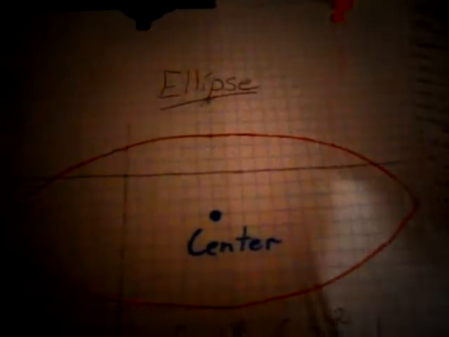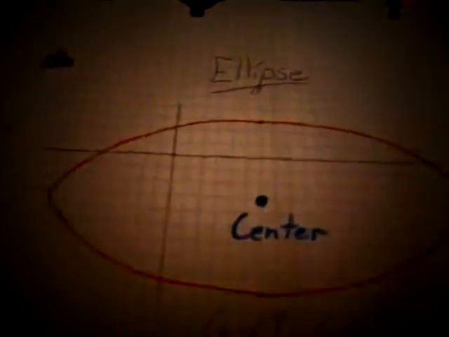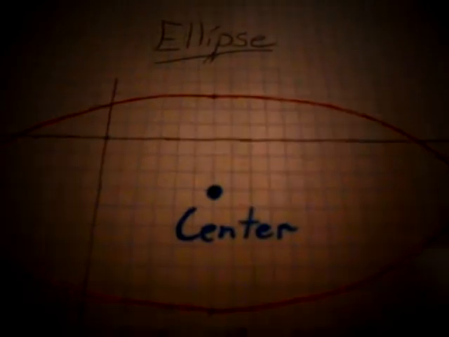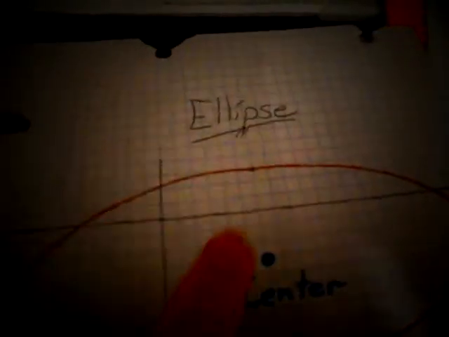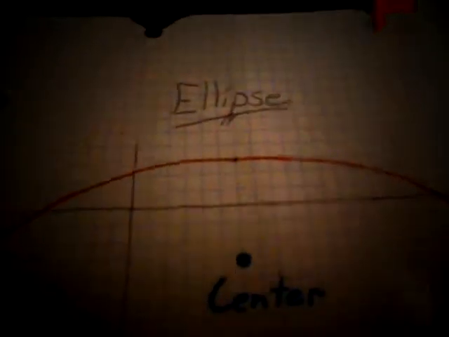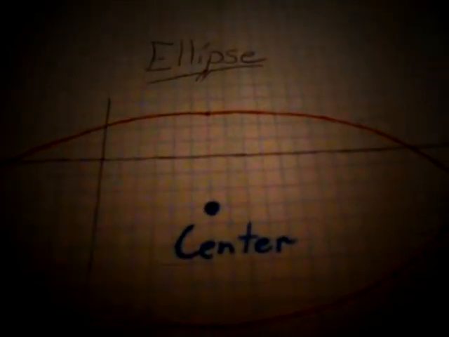Now over here, the graph looks like a football. They come in various sizes, and they always look like this, or like a sideways eyeball or a sideways football, whichever way you want to look at it.